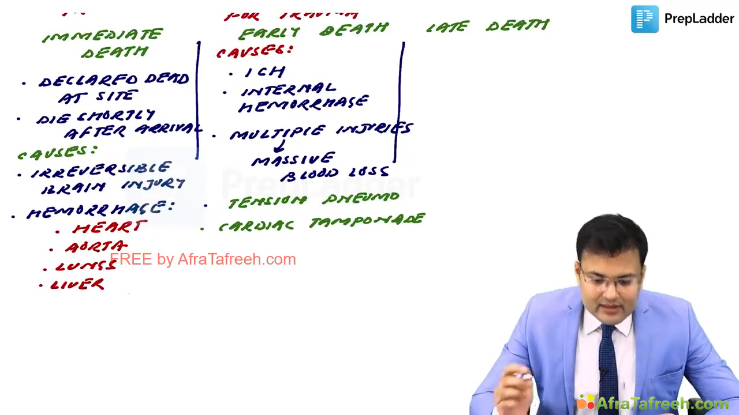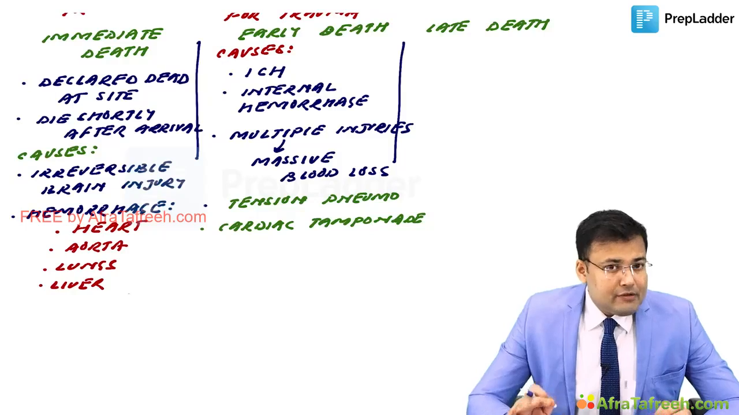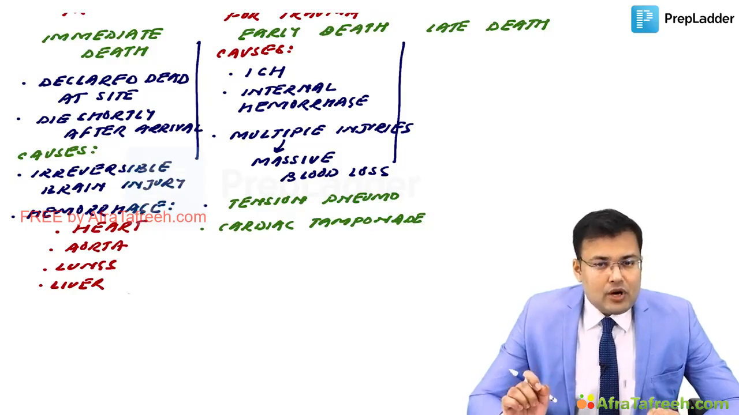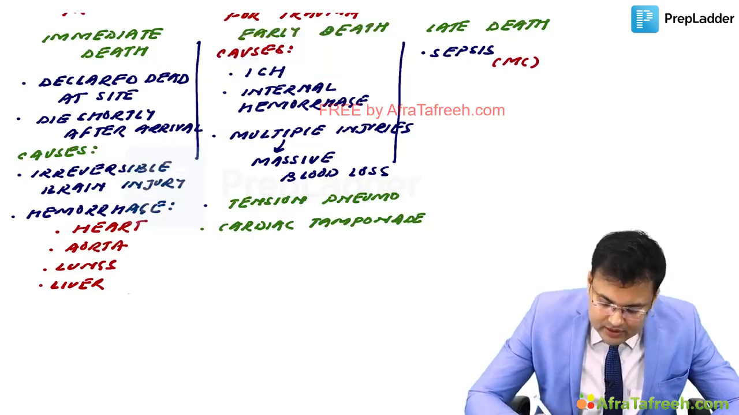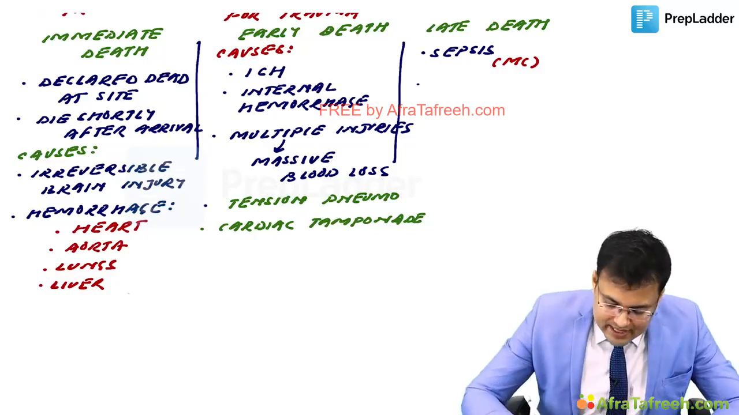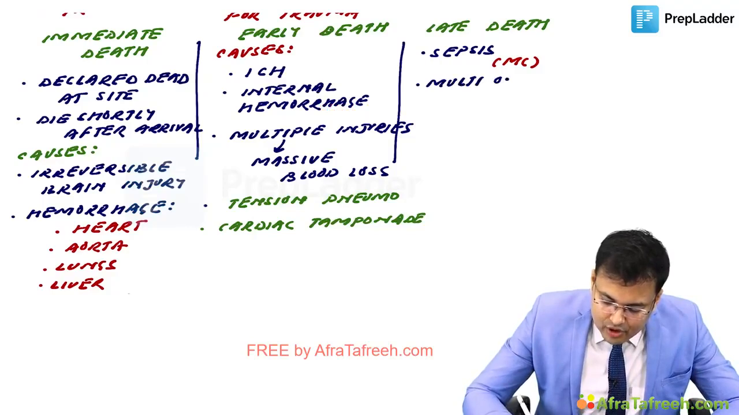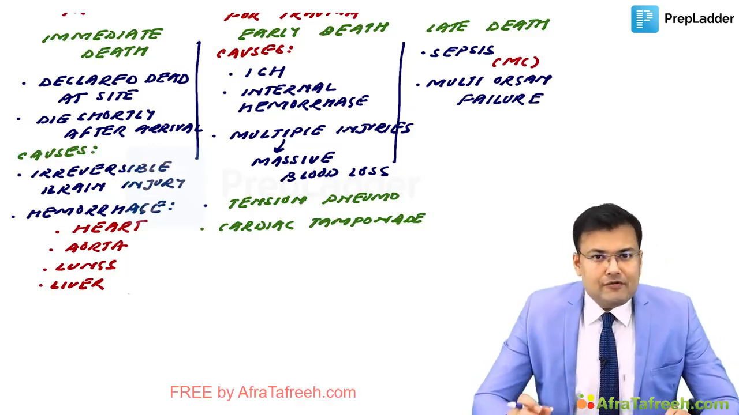Generally, late death occurs days to weeks after hospital admission. And the question which is frequently asked is, what is the most common cause of late death? It is sepsis, right? So the most common cause of late death is sepsis. This is the question. Clear? And what is the other cause? The patient might die because of multi-organ failure. Clear? So this is the tri-modal mortality model for trauma.